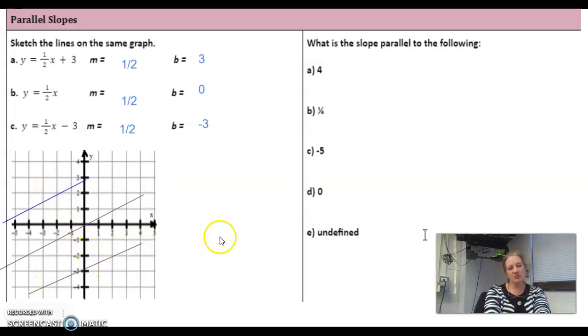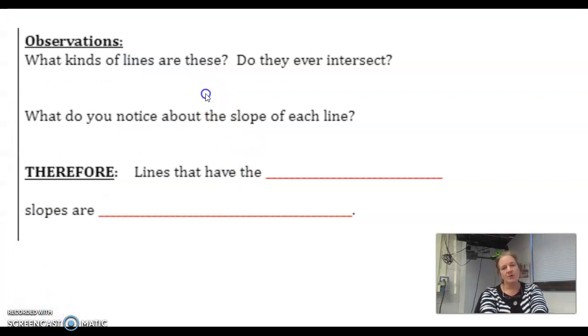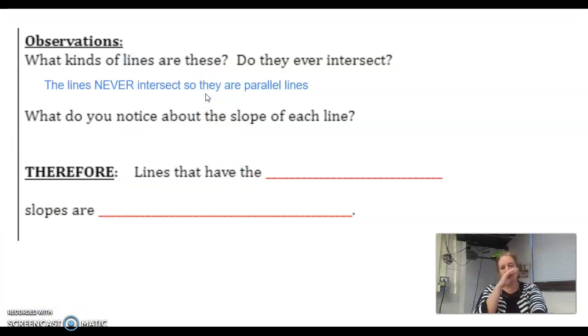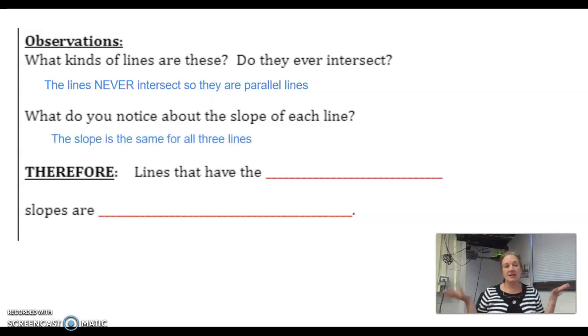And what do you know is true about these three lines? Let's look and see. Well, they're parallel lines, right? The three lines are parallel, they never intersect. And what do you notice about the slope? They have the same slope. So therefore, lines that have the same slope are parallel. So any lines that have the same slope will never intersect. They are parallel. They'll never touch. They'll never cross. End of story, no exceptions.